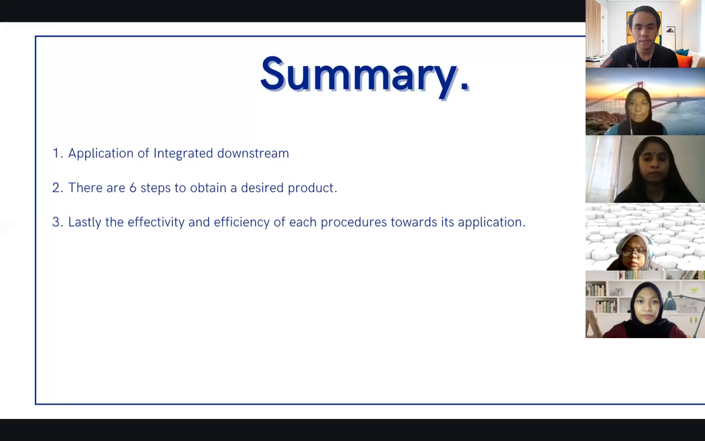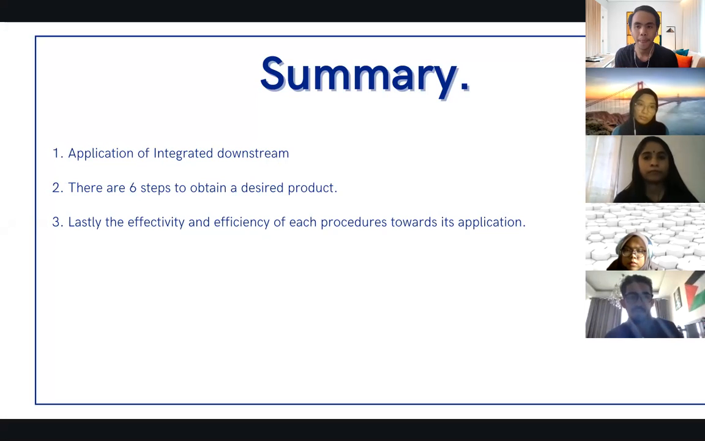Thanks, Arina. To summarize our presentation today, first of all, we have discussed the application of integrated downstream processing, which is the biopharmaceutical process. Second, there are six steps to obtain a desired product, which include purification and filtration processes. Lastly, the effectivity and efficiency of each procedure toward its application. This is the end of our presentation today. Thank you.